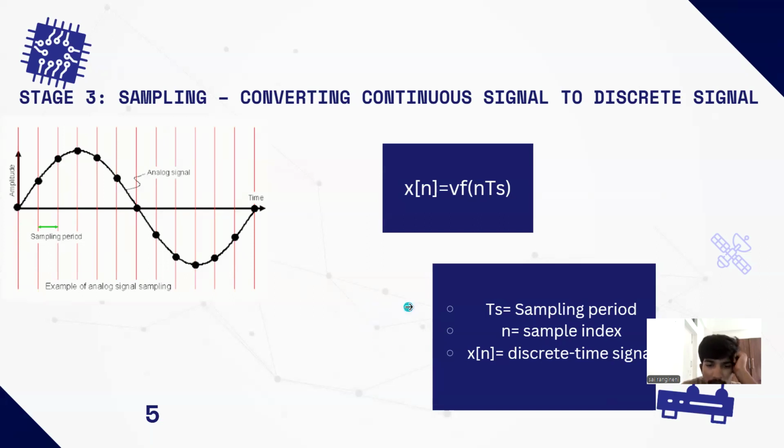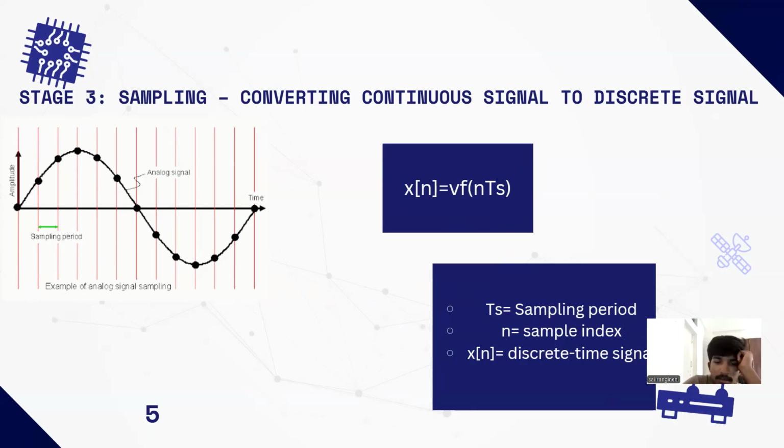Here, ts is the sampling interval. n is a sample index: 0, 1, 2, 3, and so on. Suppose the sampling interval is 1 millisecond. At n equals 0, we take the value at time 0, and at n equal to 1, we take the value at 1 millisecond. At n equal to 2, we take the value at 2 milliseconds.